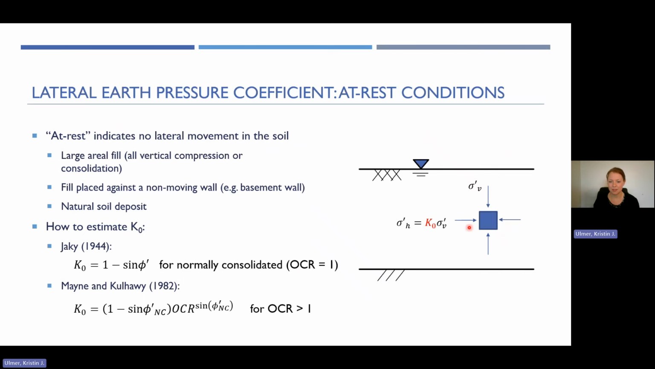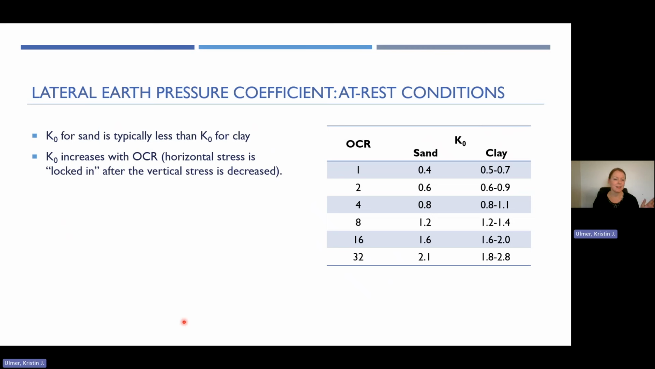So the horizontal stress acting on this particular point right here would be the vertical stress multiplied by K naught, which is dependent on the phi prime, the friction angle, and potentially the OCR if you have an over-consolidated soil. So that's at rest. Your K naught for sand is typically less than K naught for clay. K naught increases with your over-consolidation ratio. The horizontal stress is sort of locked in after the vertical stress is decreased.